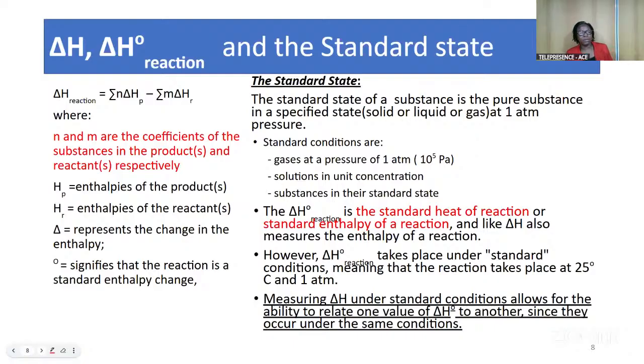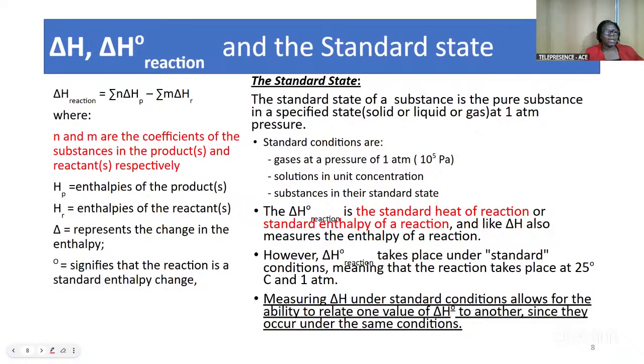So let's talk about the change in enthalpy and the standard enthalpy of reaction, or change in standard enthalpy of reaction, and then the standard states. I remember somebody was asking me a question yesterday about the standard states of oxygen, why the delta G standard was 0. And I explained it in the notes, and you will come across something similar now as we go on. So listen very well.